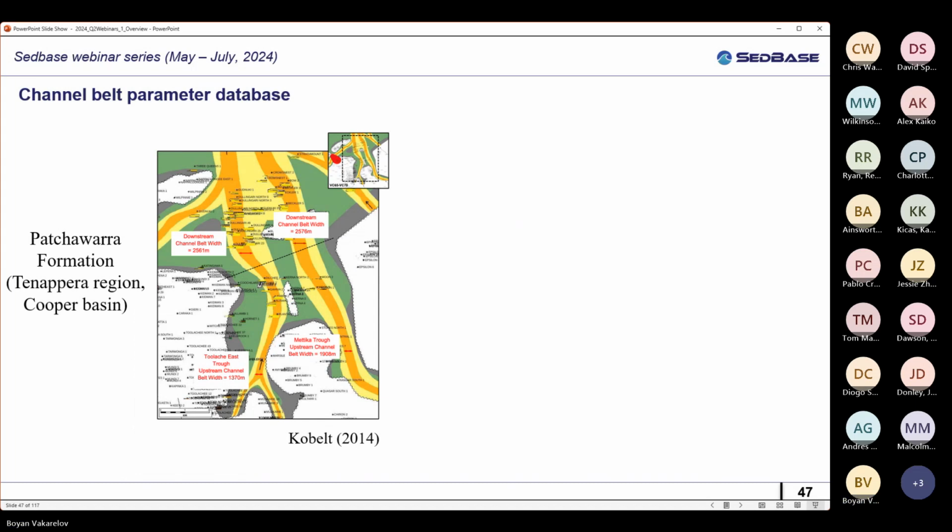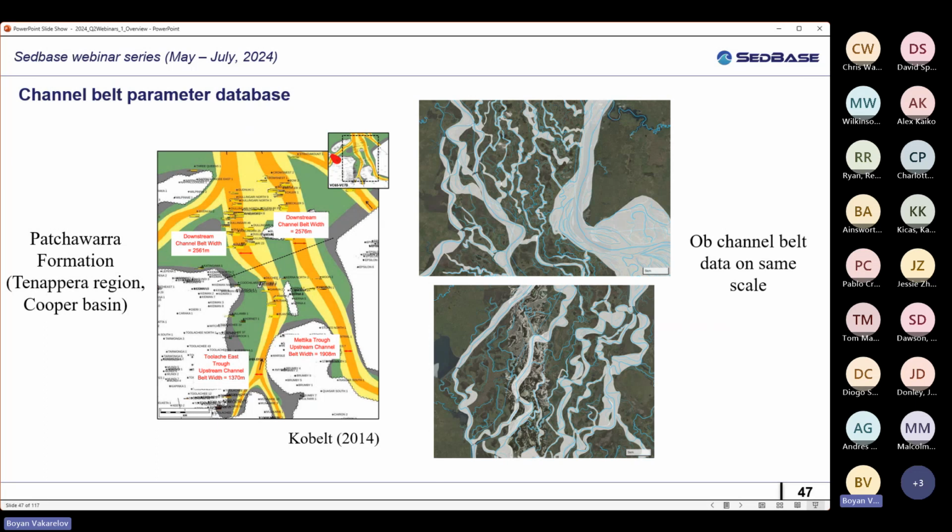Again, the nice benefit of using this approach is that you can very easily use channel belts not only for dimensional data but also as analogs. We have mapped these things, we know what they look like. So this is just a visual of a conceptual model that was based in an interval in the Cooper Basin, based on the OP system. Well, we have the actual OP system mapped. Again, the point is that you can use our geomorphological maps to help you make decisions about what types of architecture you want to include in your subsurface 3D modeling. You can see that, for example, there are a lot more smaller channel belts on the right than what was initially used in the conceptual model on the left.